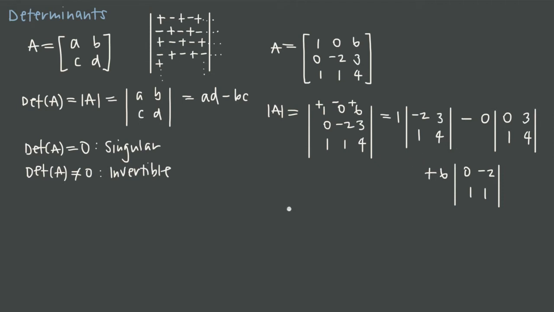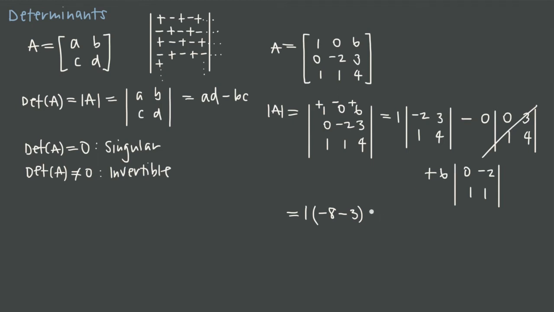Then once we have this broken up, it's just as simple as calculating these 2 by 2 determinants. And we already know how to do that. So here we take negative 2 times 4, which is negative 8. 3 times 1 is 3, so minus 3. This second determinant here is multiplied by 0, so this whole determinant is going to cancel. We don't even have to calculate that value at all.